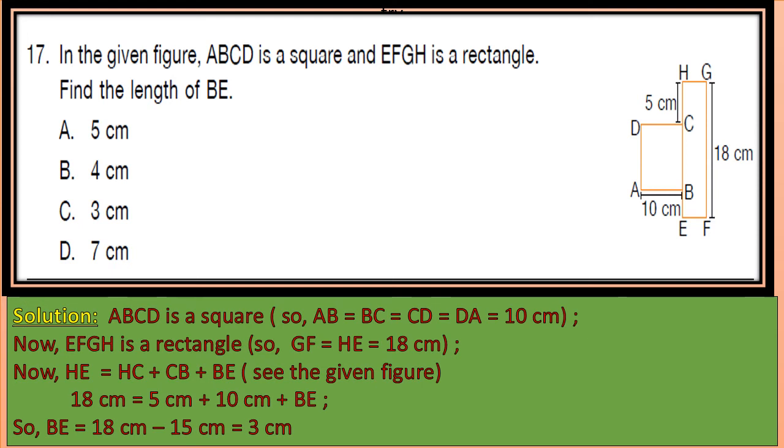Now HE is equals to HC plus CB plus BE. See the given figure. Now HE is 18 centimeter equals to HC is 5 centimeter, CB 10 centimeter, and BE is not given. We have to calculate it. Now BE is equals to, we will solve the equation, 18 centimeter minus 15 centimeter equals to 3 centimeter. So correct option is C.